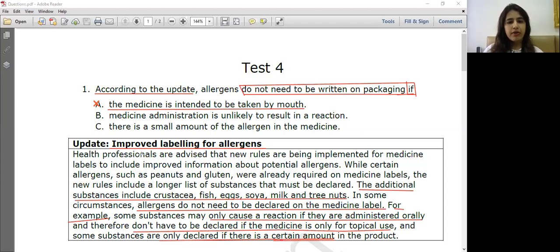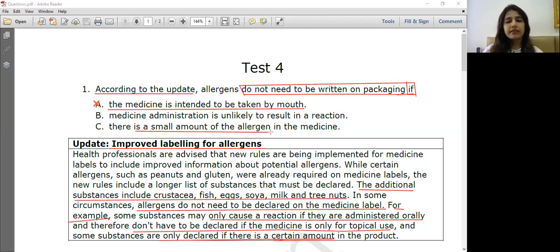But if you look at here, it says a small amount of allergen in the medicine. So this is quite tricky, option C, because if you think a lot about it, you would think that, okay, if 1 gram is there, it would cause allergic reaction. So if it is less than 1 gram, it wouldn't cause. So maybe this is the correct answer. But the paragraph doesn't tell you anything about the higher or the lower quantity. It just tells you certain amount.